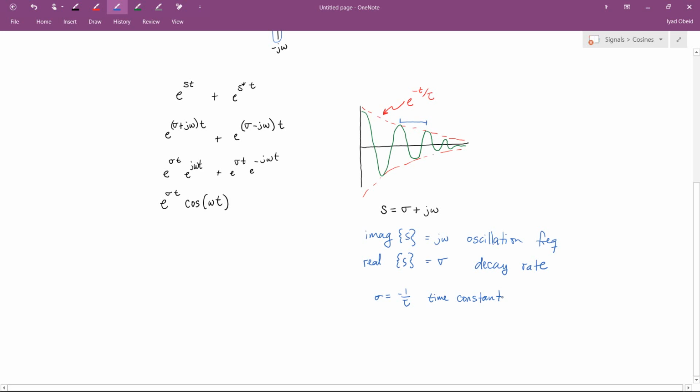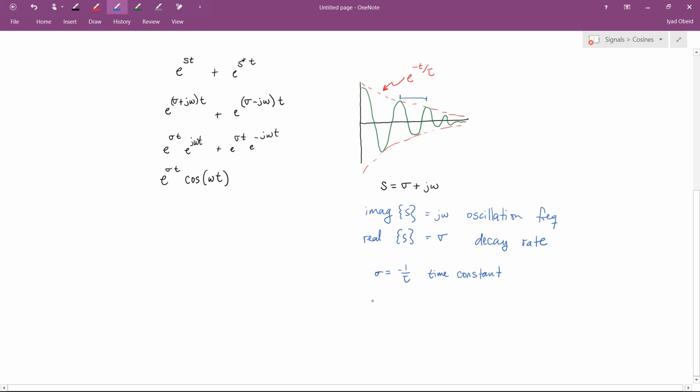Finally, let's look at an important detail. I've drawn this as a decaying exponential. We will always get a decaying exponential as long as sigma is negative. As long as sigma is negative, we'll have a positive time constant, and that will give us a decaying exponential. And generally speaking, that's a desirable quality. That describes a system that's stable.